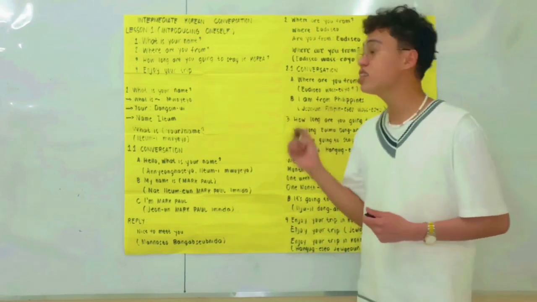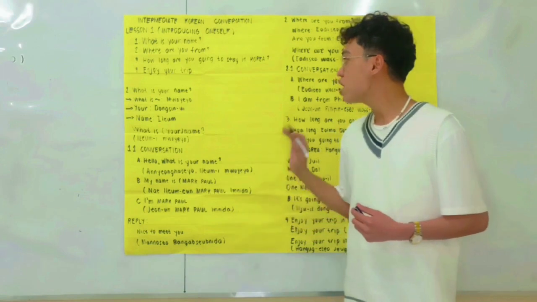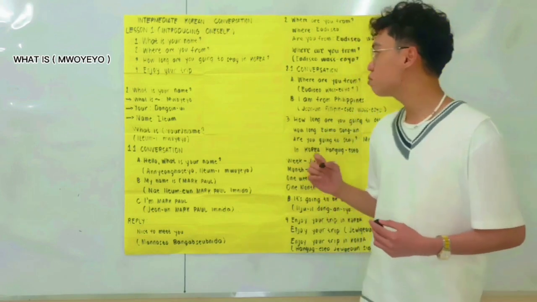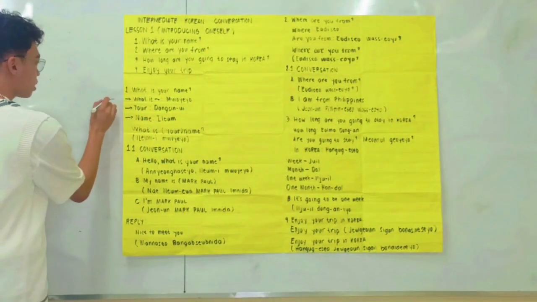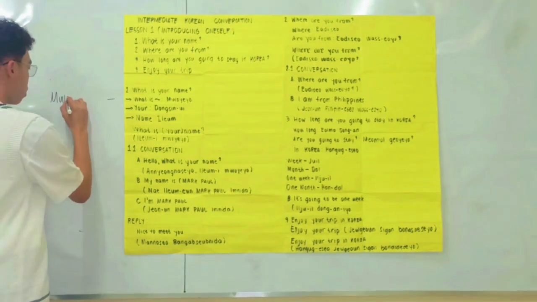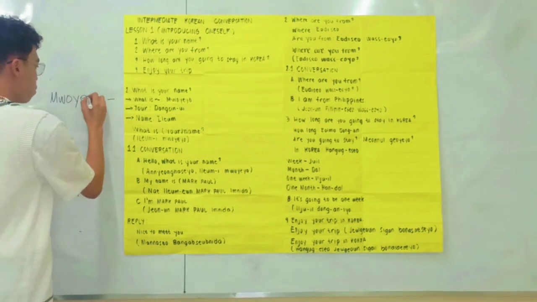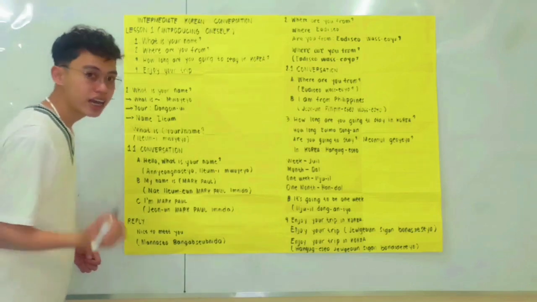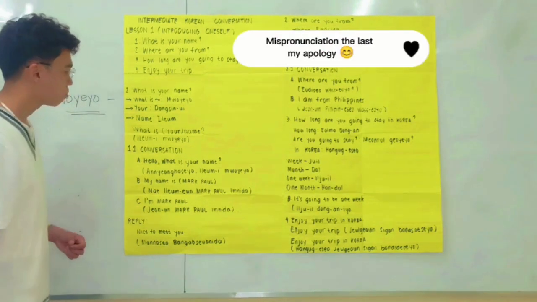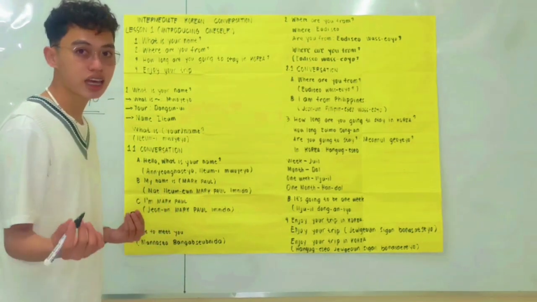So number one is, what is your name? First, let's find the meaning of what is. What is in Korean is 뭐예요. The spelling of this is M-W-O-Y, E as in eagle, Y-O. Again, 뭐예요? Second is your. Your means 당신의.